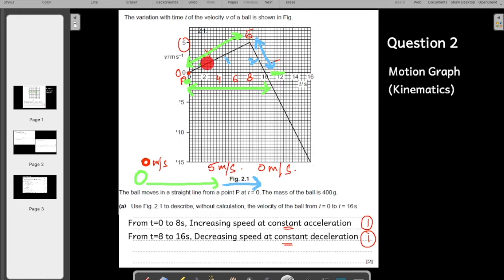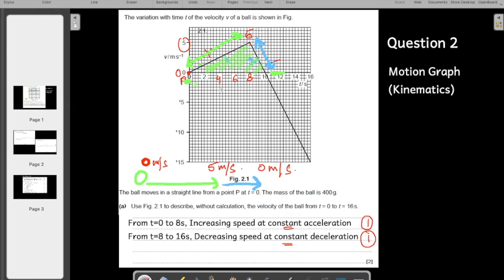If you are given a velocity time graph, how do you find the distance traveled? It is the area under the graph. So all you have to do is find the area under this graph. So which is the area that we are talking about? We are talking about this area. This area they are talking about. So if you can calculate the area of this triangle, this should be your answer.